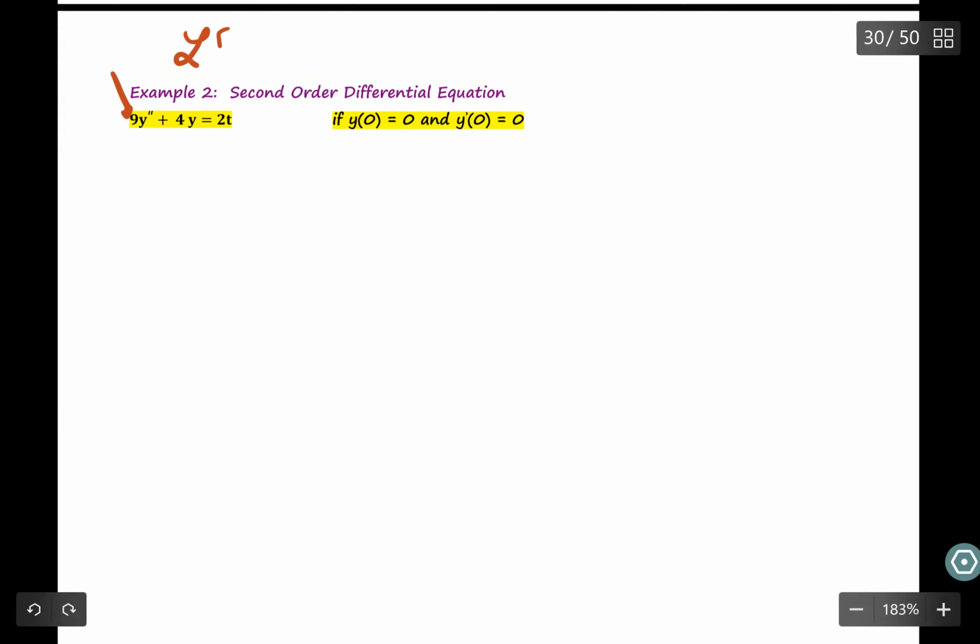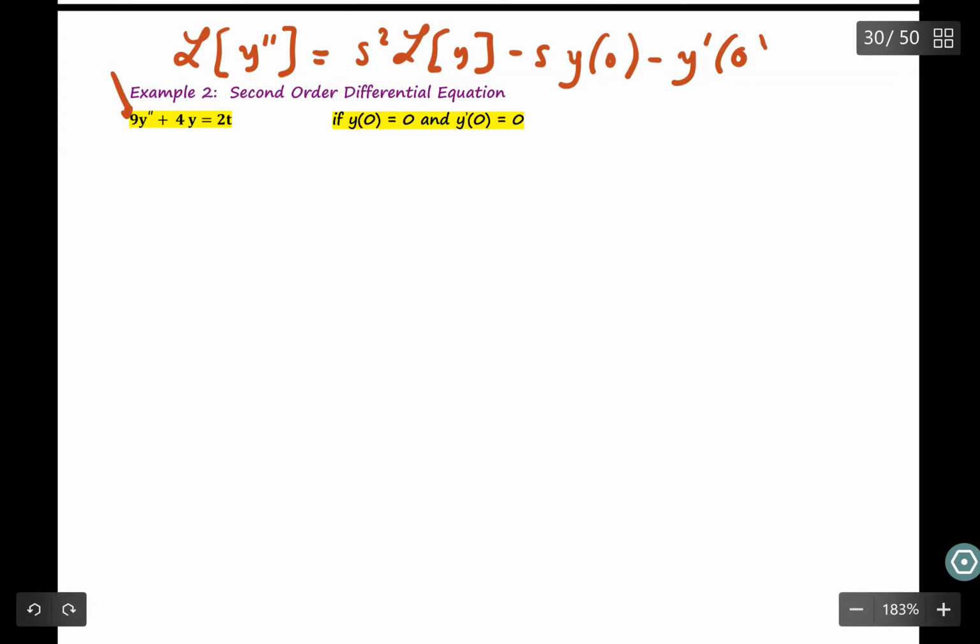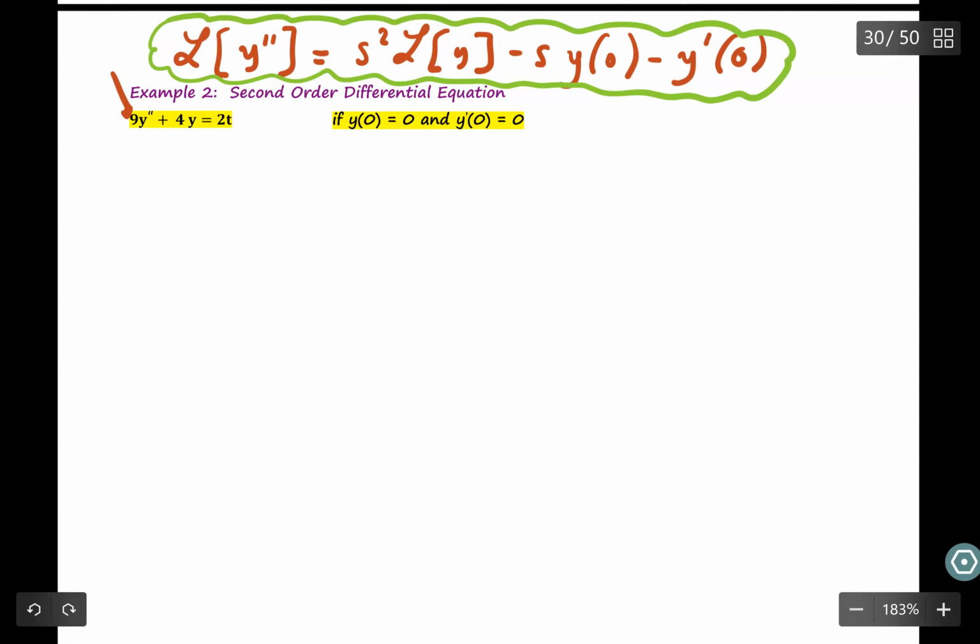So Laplace of y double prime will be equal to s squared times Laplace of y, subtract s times y evaluated at 0, subtract y prime evaluated at 0. So keep this in mind. This is a very important property for us to use in solving second-order differential equations.